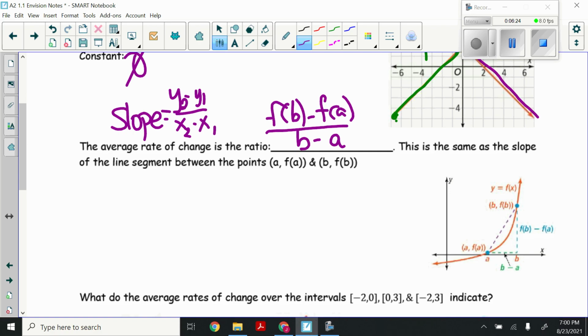This is the same as the slope of the line segment between points a comma f of a and b comma f of b. So instead of saying x comma y, we're saying a comma f of a. Instead of over here saying x2 y2, we have b f of b. So f of a means the y value of the function when x is equal to a. If we look over here, this is the point a f of a, this is the point b f of b. We want the slope of that line. So we want to know how far did we go up and over.